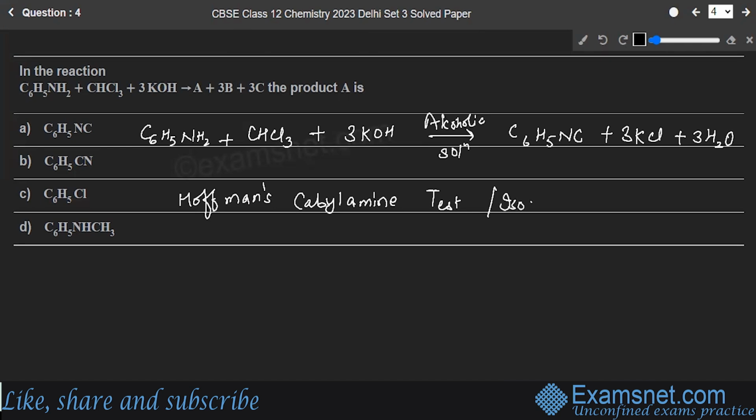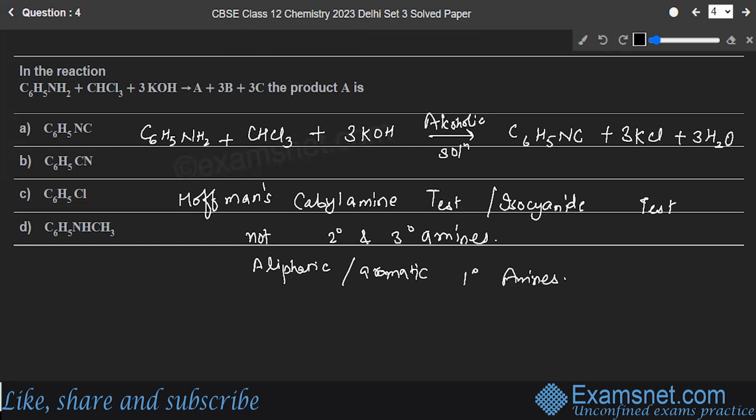or isocyanide test. It is not given by secondary and tertiary amines. It is given by aliphatic and aromatic primary amines. This product is foul smelling isocyanide. So that makes the first option the right answer. Hope you got that. Next is question number 5.